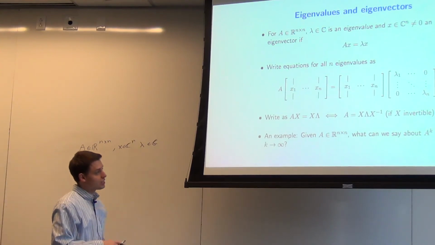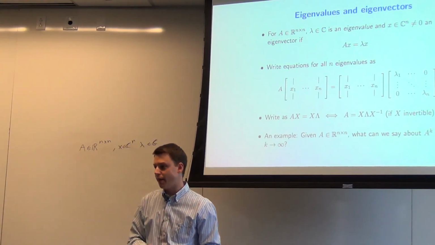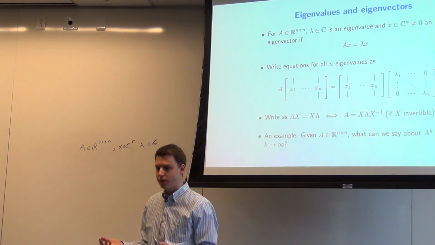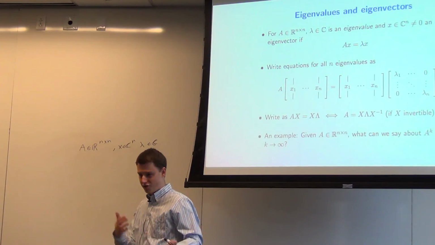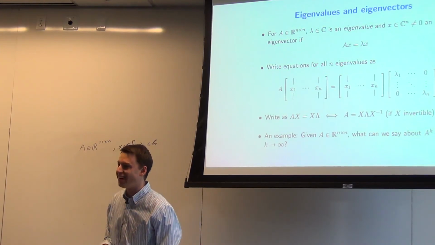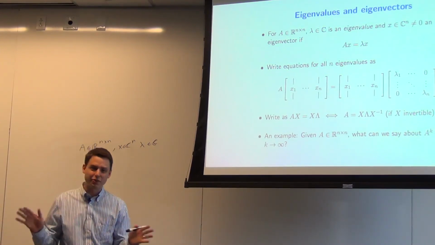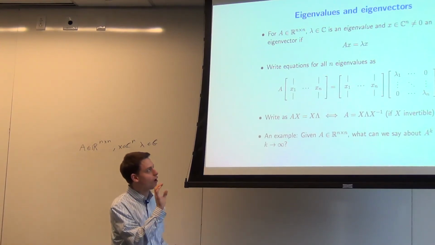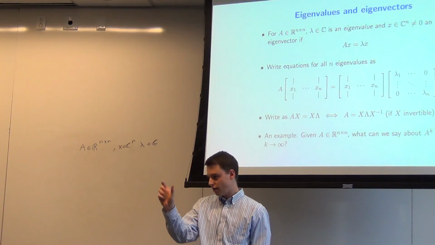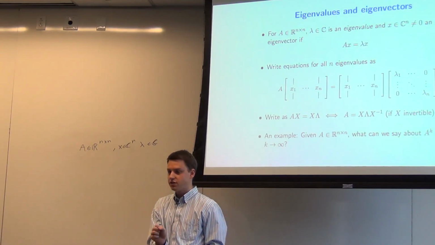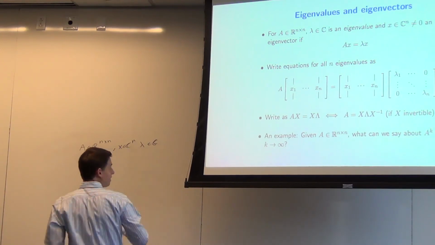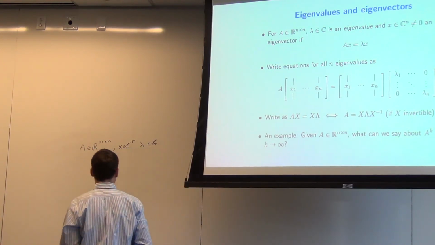But it turns out that in some cases, there aren't n independent eigenvectors. There are only maybe n-1 or n-2 of them. Those are not good matrices. We don't like those matrices, and we won't deal with those in this class, so don't worry about it. But let's assume now that there are n independent eigenvectors and n eigenvalues.